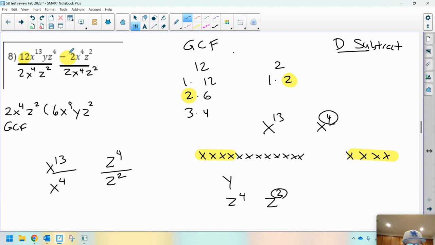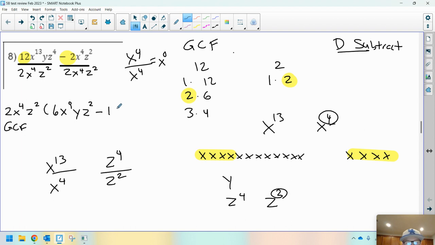Let's go to the next term. Negative 2 divided by positive 2. Negative divided by a positive is negative. Negative 2 divided by 2 is 1, so that's going to be negative 1. X to the fourth over x to the fourth, 4 minus 4, equals x to the 0 power. And anything to the 0 power is equal to 1.